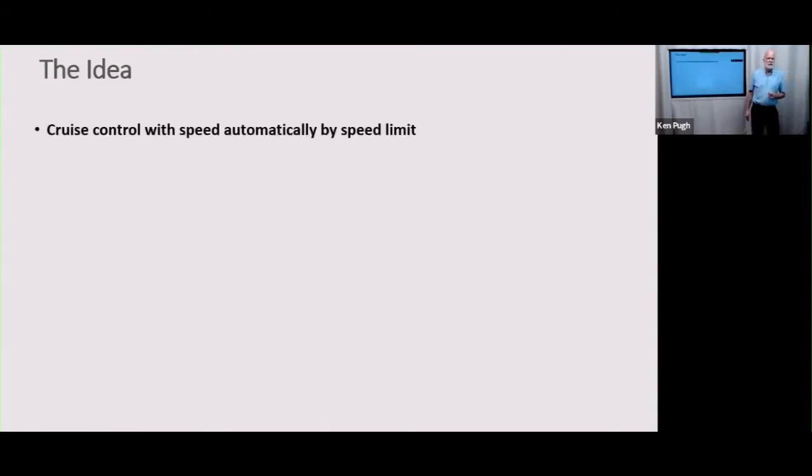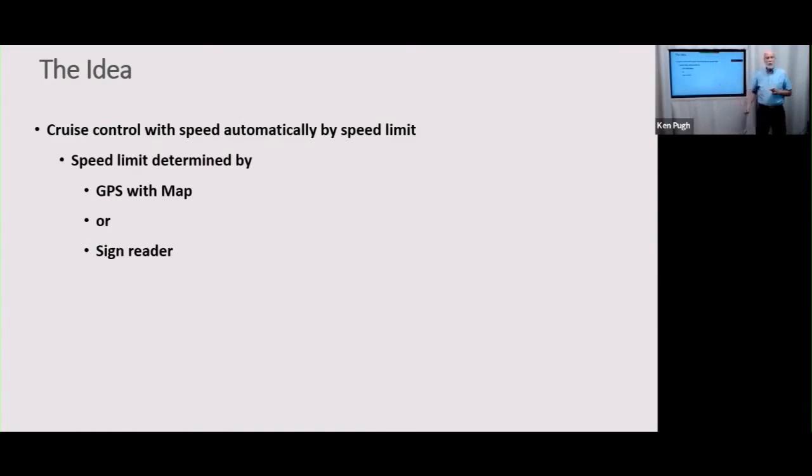So let's take an idea here. Got a great idea. I'm going to have cruise control with the speed automatically set by the speed limit. Isn't that a wonderful idea? I don't have to look for signs anymore. And we're going to determine that speed limit by a GPS with a map, or maybe we have a sign reader, or both. Well, it turns out autonomous vehicles are going to be requiring this. Either that or Elon Musk is going to have a lot of traffic tickets to pay off, because he's the one who'll decide the speed of the car. So that's my great idea. That's my MMF.